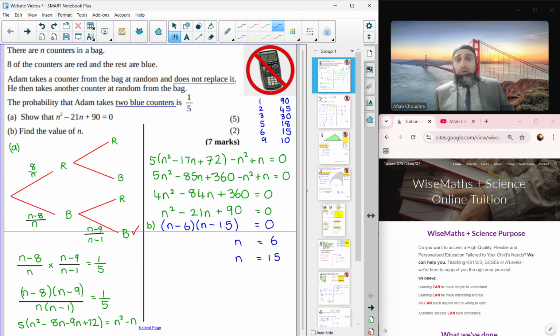Now according to our question, 8 of the counters are red and the total is n. So this is the one that we're going to have to reject: where n is equal to 6, this has to get rejected. And this is the one that we're going to accept. So n is equal to 15.